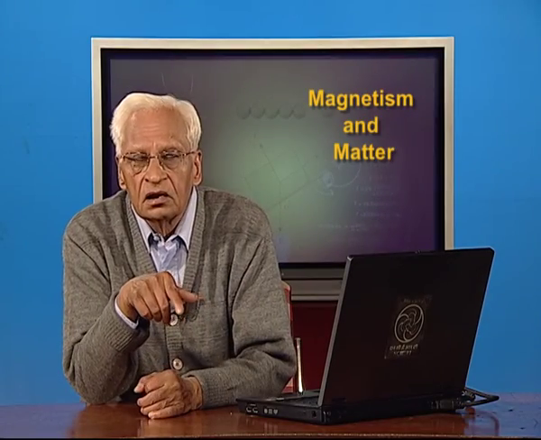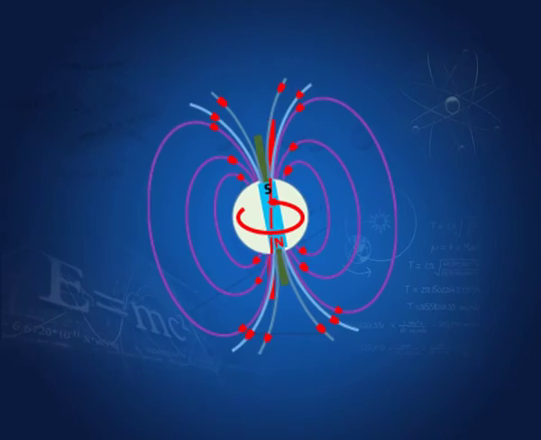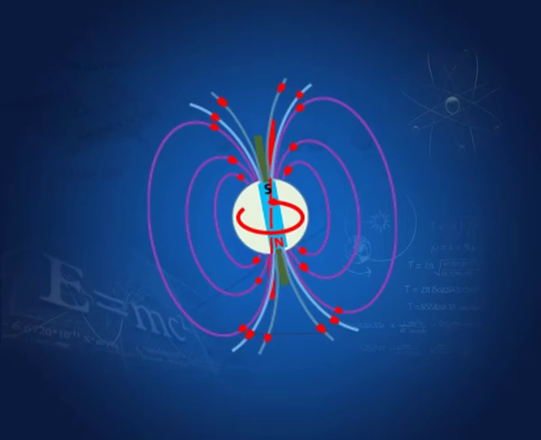In this lecture, we start with magnetism. The magnetic field of the earth is something like this. The earth behaves as if a very strong bar magnet is placed inside it. Of course, there is no bar magnet, but the lines of force, or the magnetic field lines that we draw, indicate that the field is dipolar.